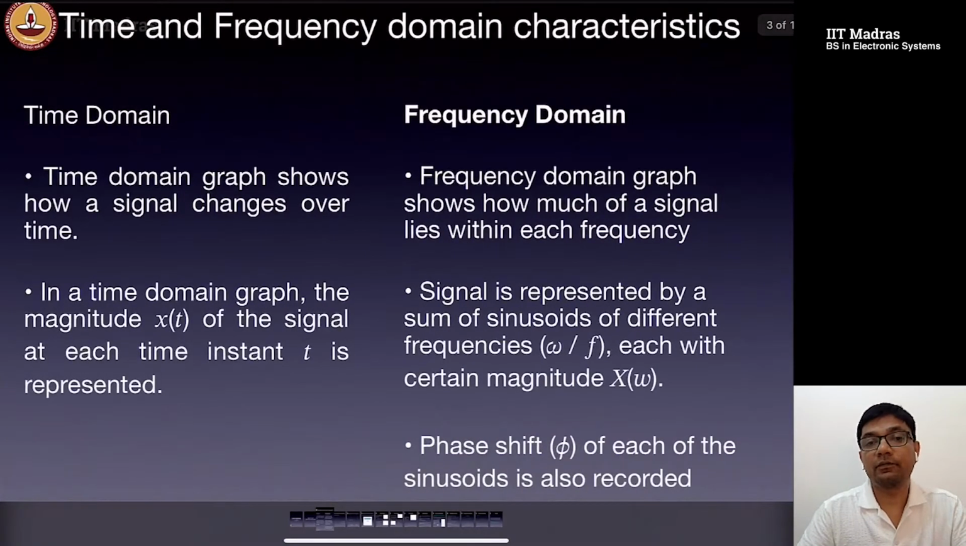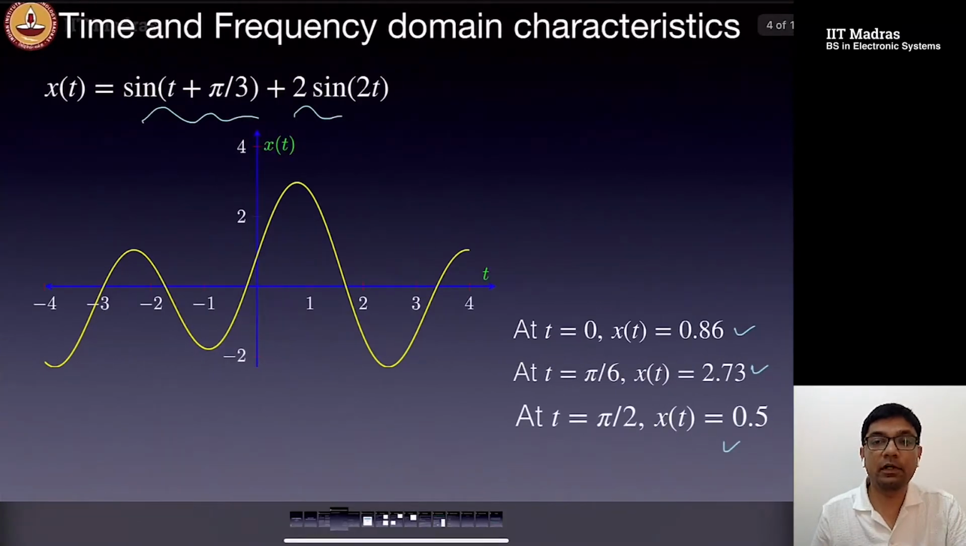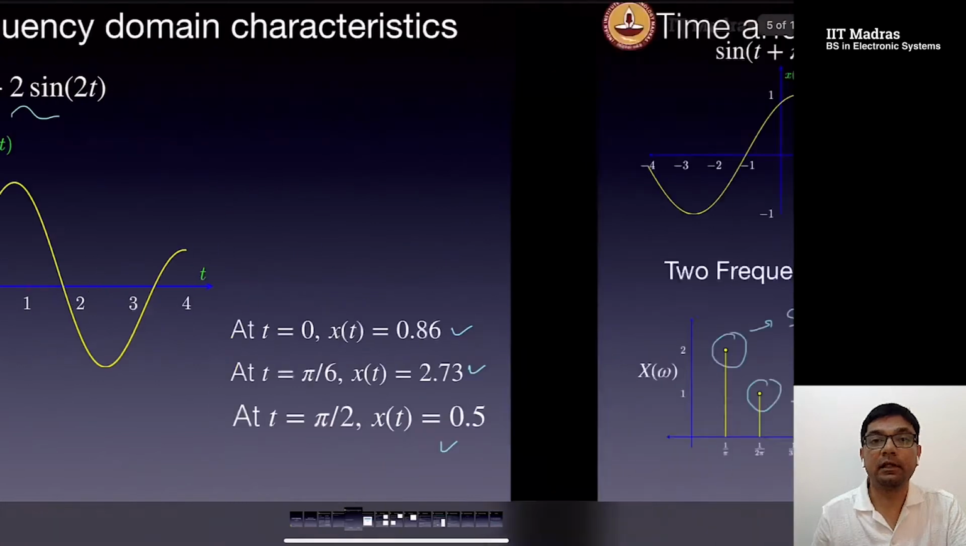A frequency domain graph, on the other hand, shows how much of a signal lies within each frequency. All we know from our previous analysis on Fourier is that the signal can be represented as a sum of different sinusoids at different frequencies, each with a certain magnitude and a phase shift. So let us start with this example and see what a frequency domain representation of this particular signal means.